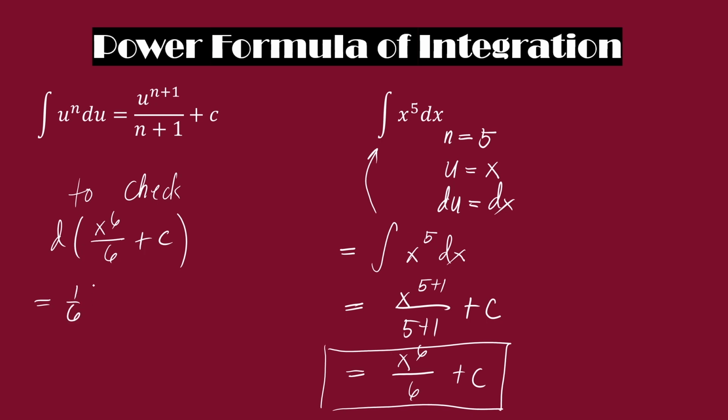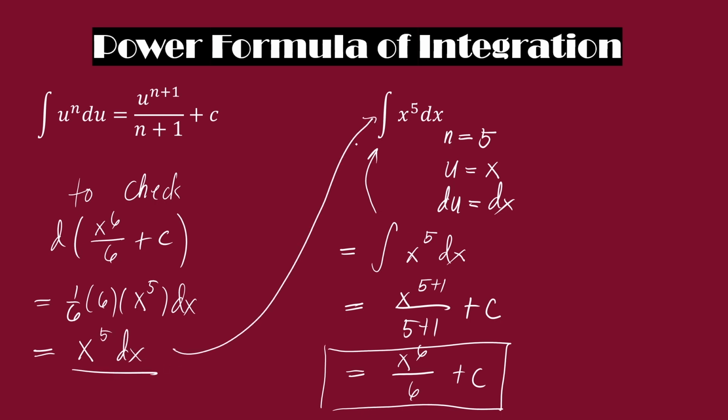And so the derivative of that one is equal to, of course, 1 over 6 multiplied by 6 times x raised to 5 dx plus c, because the differential of a constant is 0, right? So we will not put 0 there. So this is equal to, the 6 will cancel out. So what remains is x raised to 5 dx. So this is the same with this one. Okay? So indeed, the answer for the integral of x raised to 5 dx is this one.